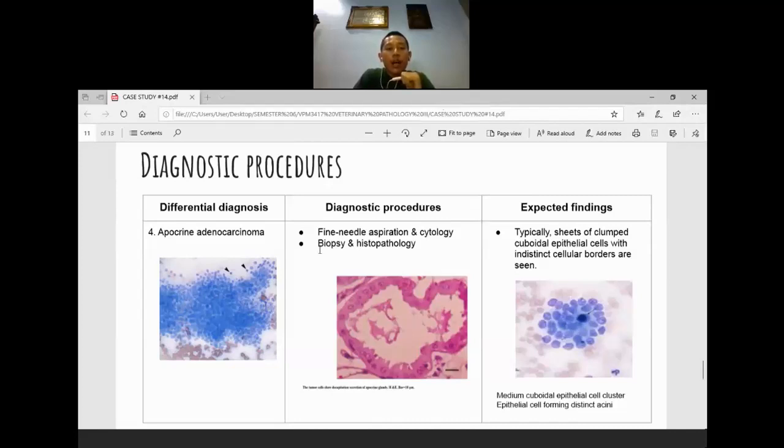In this case, we've suggested a few diagnostic measures, which are FNA and cytology, and the second one is biopsy and histopathology. The expected findings from the cytology are typical sheets of clumped cuboidal epithelial cells, as we see in the image here. The cytoplasm is bluish in color with distinct cellular borders that are visible. We can also see epithelial cells forming distinct acini, indicated by the arrow, with a darker blue color. That is what we expect to see in cytological smears of the FNA.